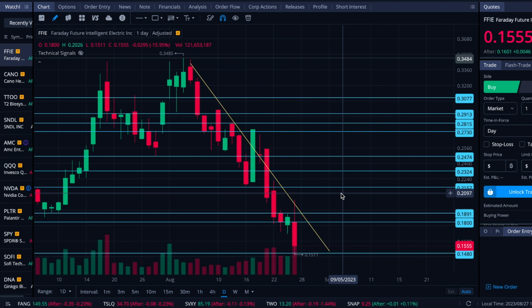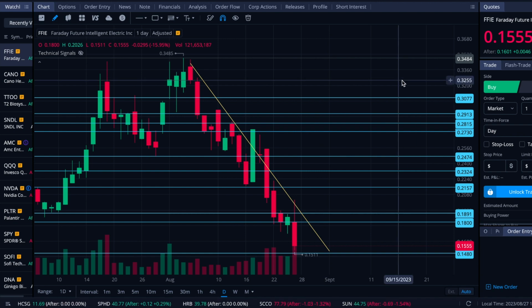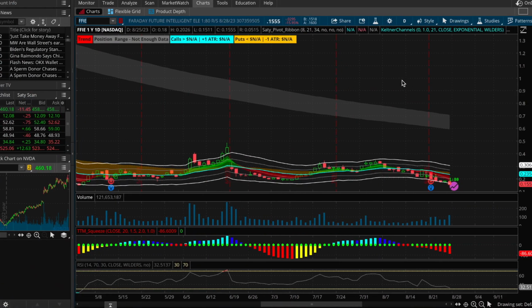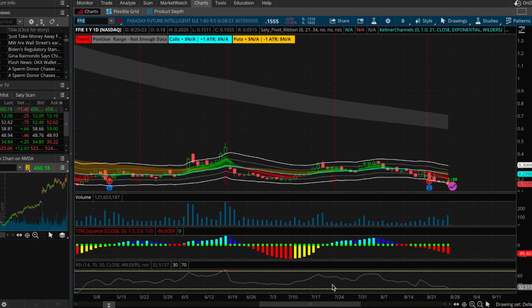But again, with a stock with this low of a price, you look here, it dropped just shy of 3 cents on Friday, and that was almost 16%. So you have pretty significant percentage impact, even though it's a low price. Flipping over here to Thinkorswim, we get a nice view of the channel that it's been in, obviously pressing the lower bound of the channel at the moment.